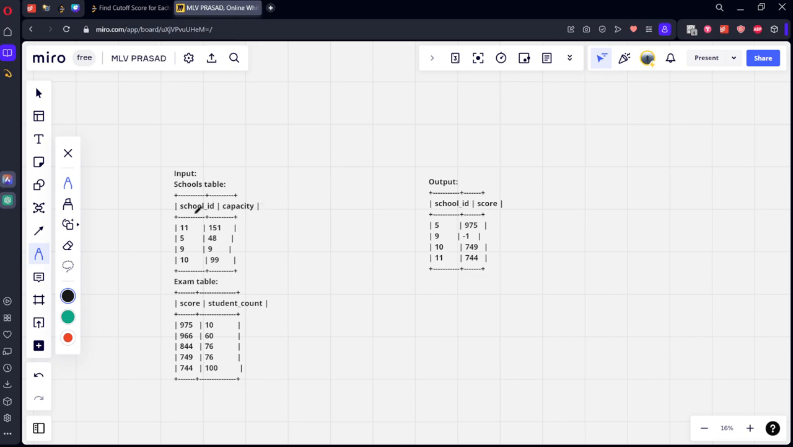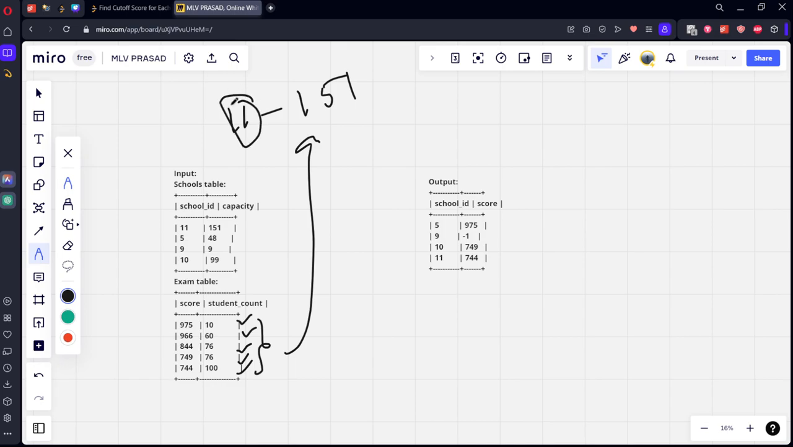Let's see with school 11. School 11's maximum capacity is 151, right? Now let's see these 5 exams, where the student counts are 10, 60, 76, 76, 100. These 5 exams are less than 151, so all of these can apply to school 11. Among these, what is the lowest score? 744.